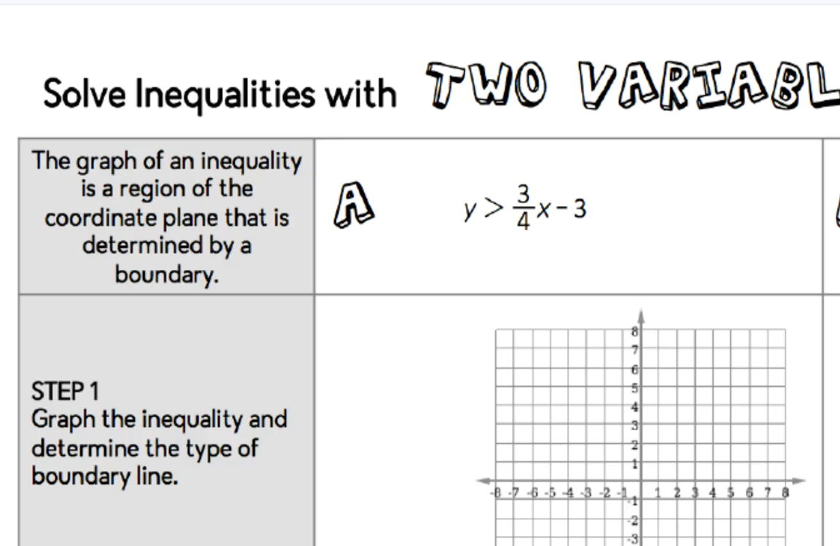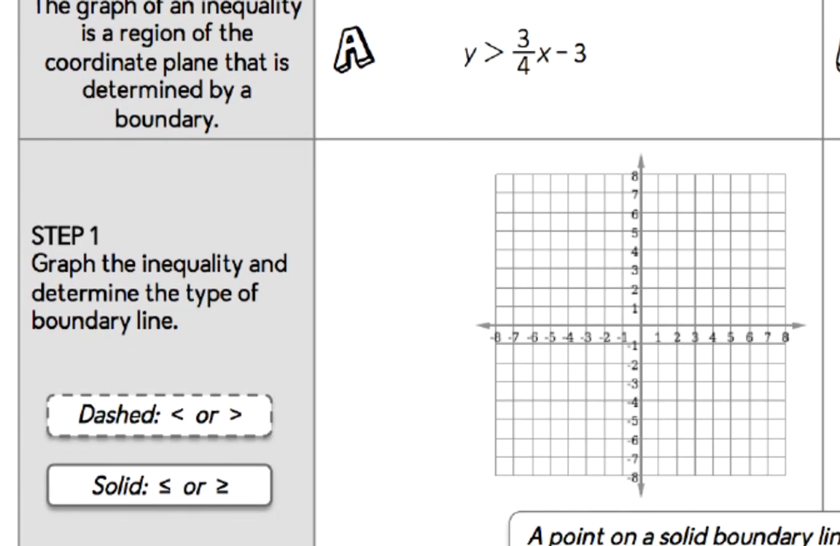Welcome back. Today we are going through lesson 5.5, which is all about solving inequalities with two variables. This is a review of graphing inequalities with linear and quadratic functions so that in the next lesson, we can solve systems of inequalities. For a linear inequality, we are going to graph that inequality with a boundary line and then find the region that represents all the solutions.